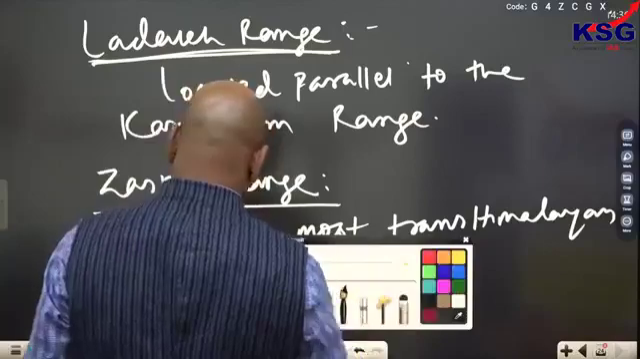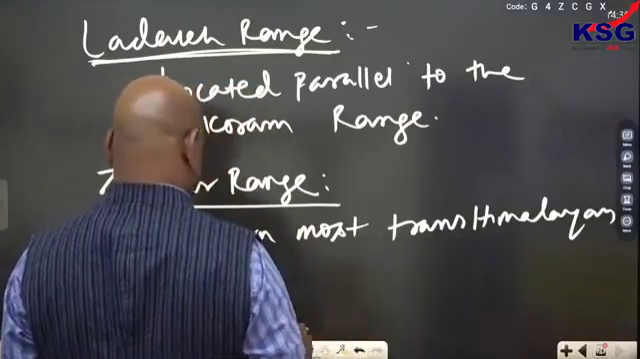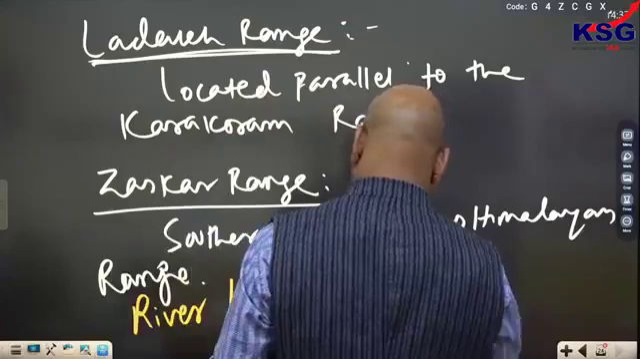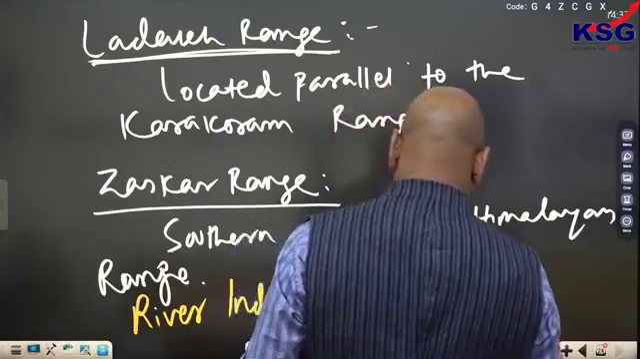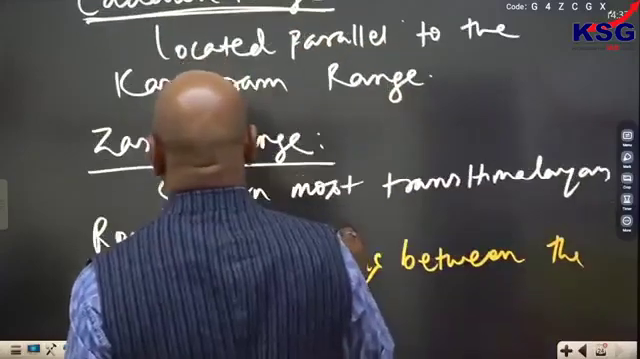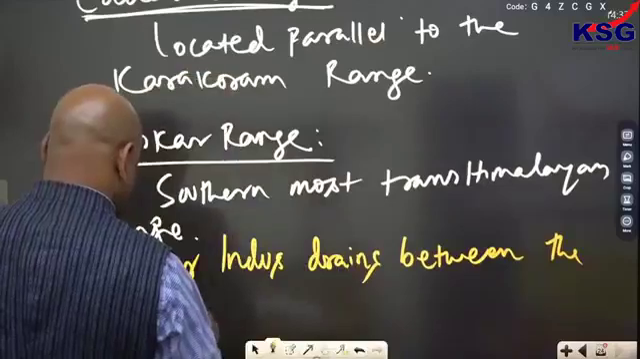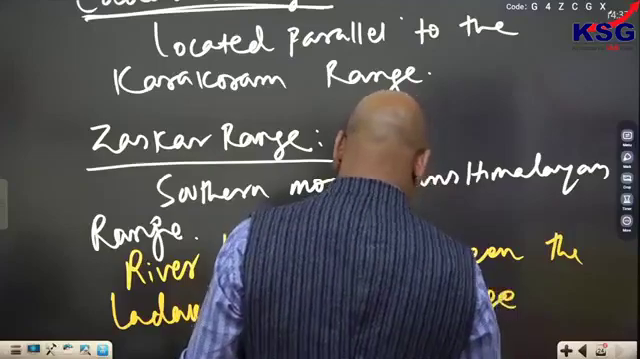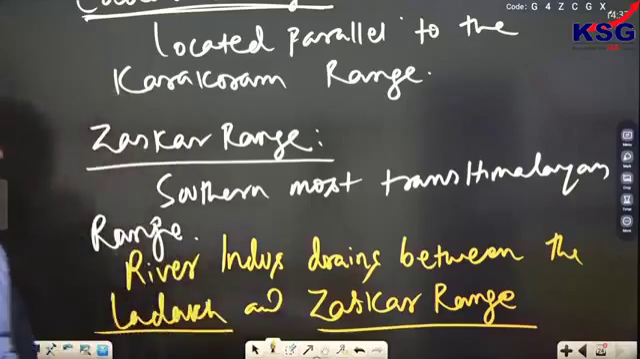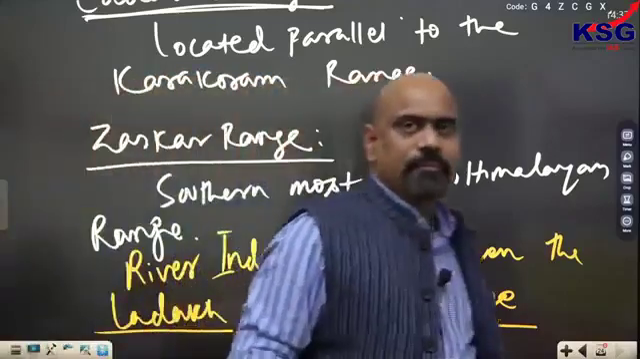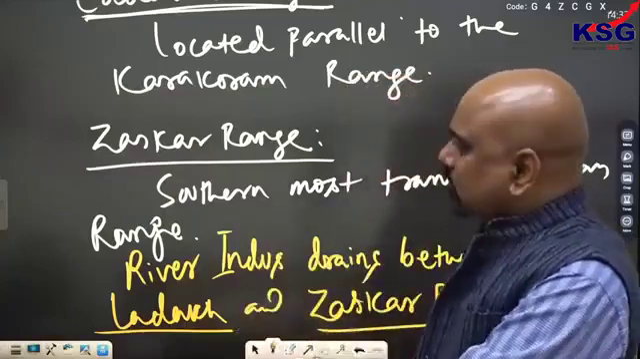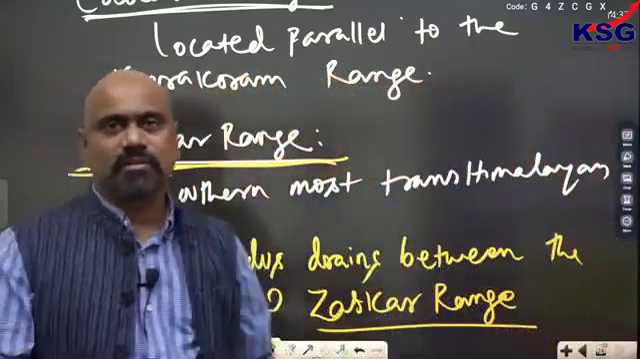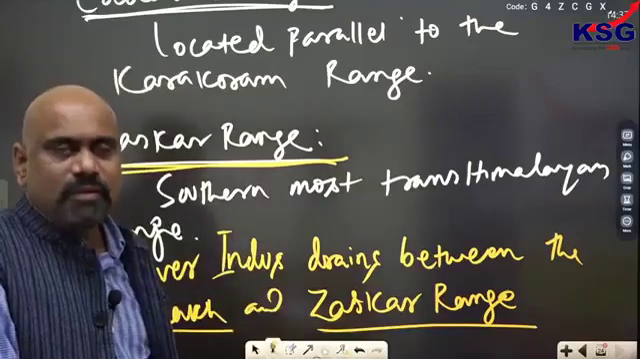The river, which river is there? The River Indus drains between the two mountains. Which ones? Ladakh and Jaskar range. River Indus drains between the Ladakh and Jaskar range. Fine. So this is something about these mountains.